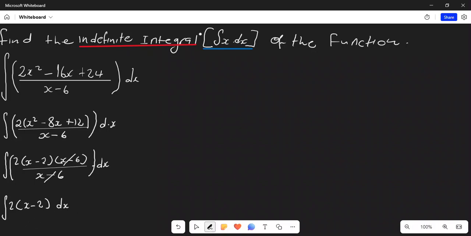So I'm gonna take it up here. Let me take it up here because it's quite long. So we have to multiply and remove the brackets here.